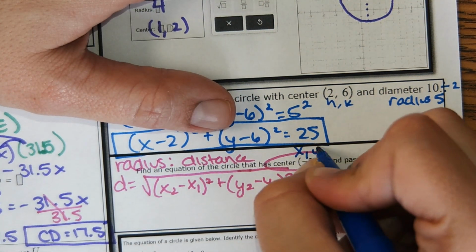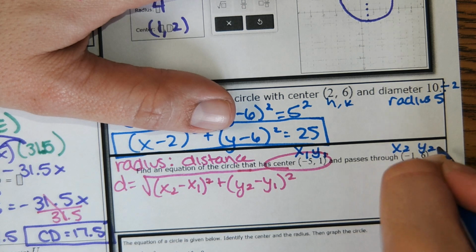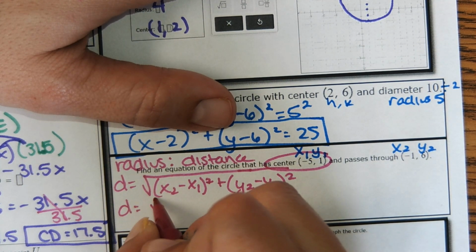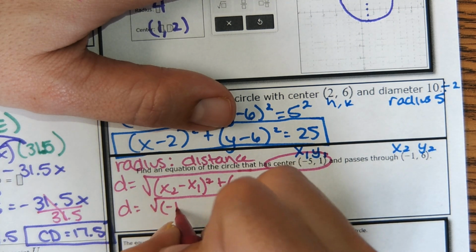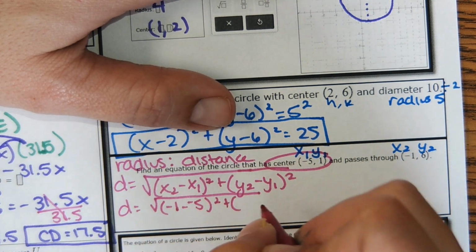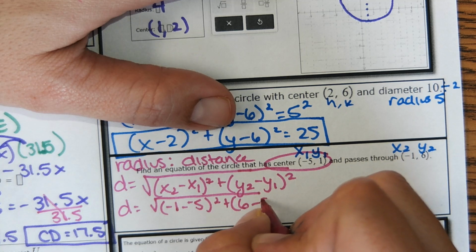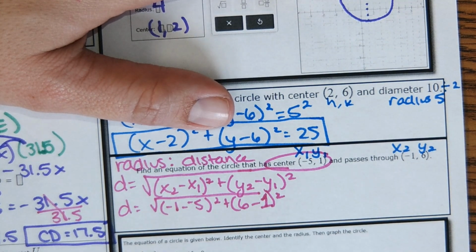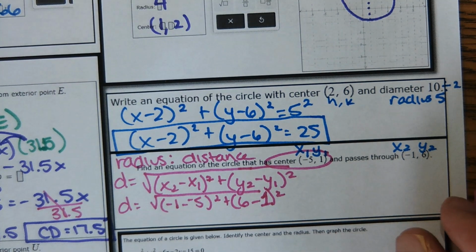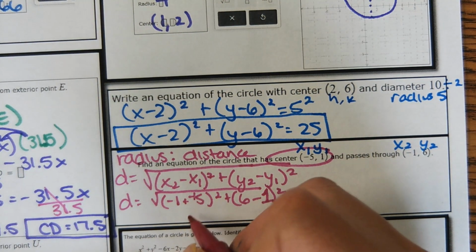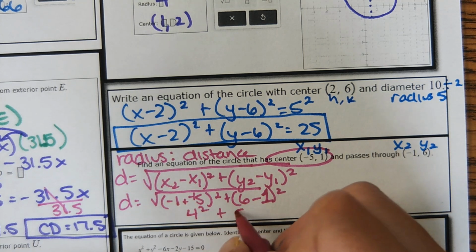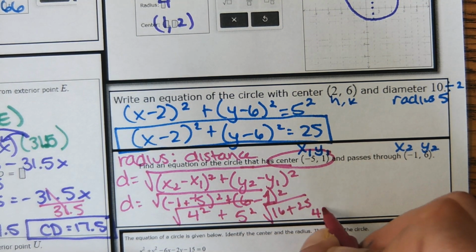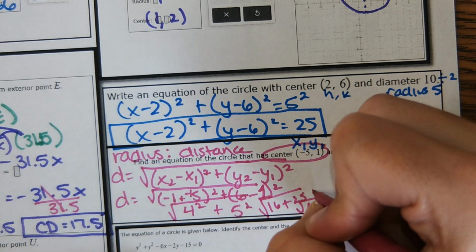Label the points x1, y1, x2, y2, and then plug the numbers into the equation. Okay, add the opposite, we get 4 squared, 5 squared, 16 plus 25 is 41, and so the square root of 41 is the radius.